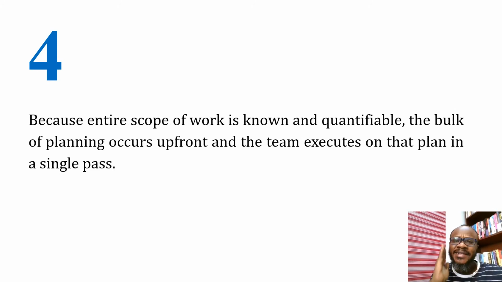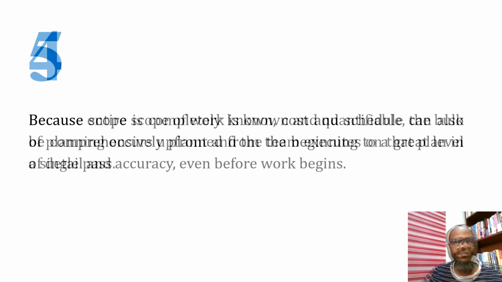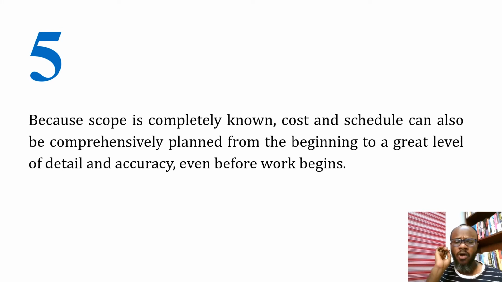Four, because the entire scope of work is known and quantifiable, the bulk of planning occurs upfront and the team executes on that plan in a single pass. Like I told you, they move through the various stages in a single pass, typically without getting back to previous stages. Five, because scope is completely known, cost and schedule can also be comprehensively planned from the beginning to a great level of detail and accuracy before work begins.